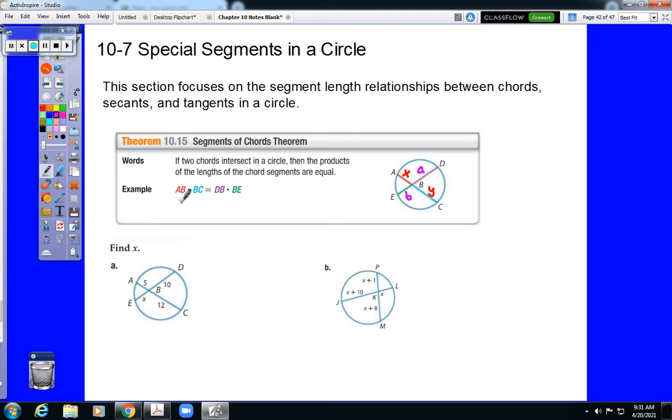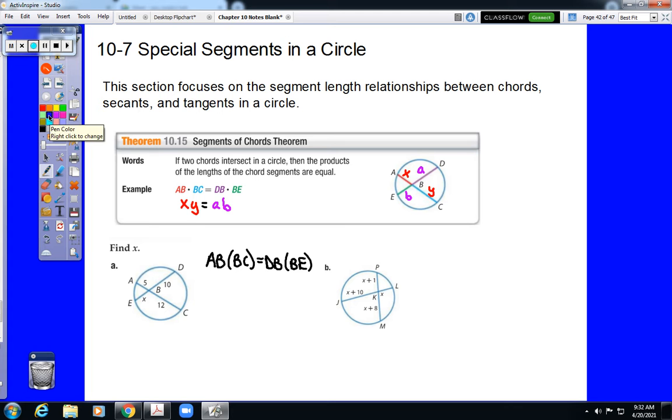In other words, XY, so AB times BC is XY, has to equal AB, the pieces of the other chord. So in each case, the chords are being broken into two pieces, and if we multiply the lengths of those pieces together, they must be equal. So in example A, if we want to find the value of X, we are going to apply this rule. That is, AB times BC equals DB times BE. Okay, the products of the pieces are equal.